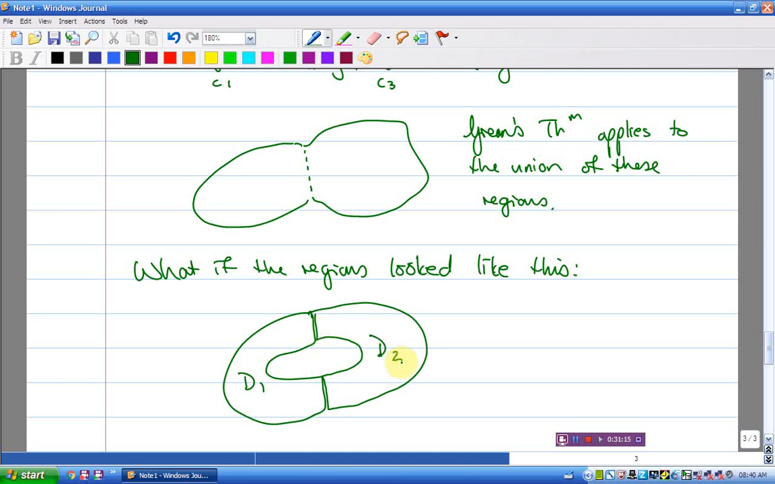Well, we've just said that you can take those boundaries and you can rub them away, and you can say that Green's theorem applies to the union of these two regions. In other words, Green's theorem applies to regions with holes in them. Because that's what that'll be. That'll be a region that is connected, but not simply connected because it's got a hole in it. We can conclude that Green's theorem applies to regions with holes in them.